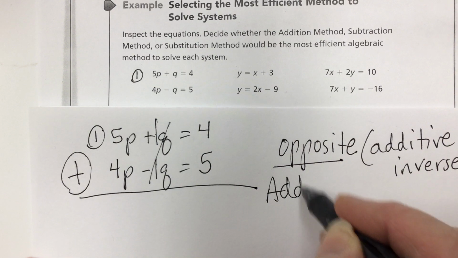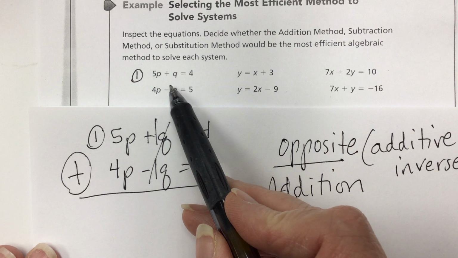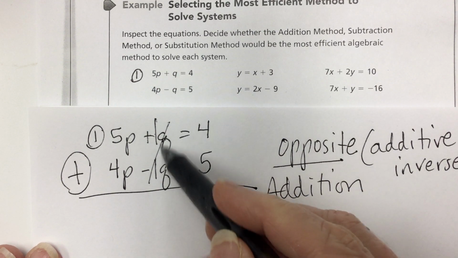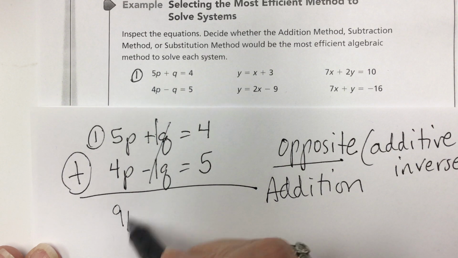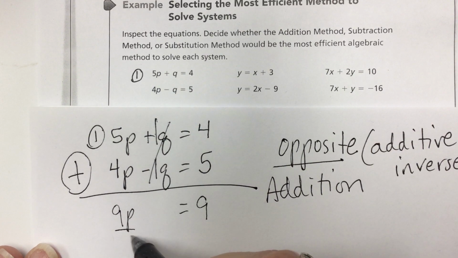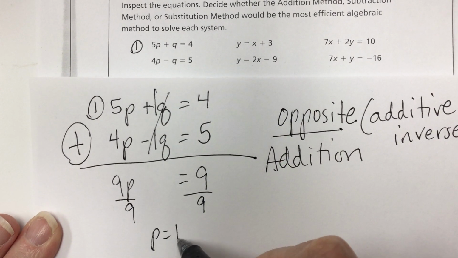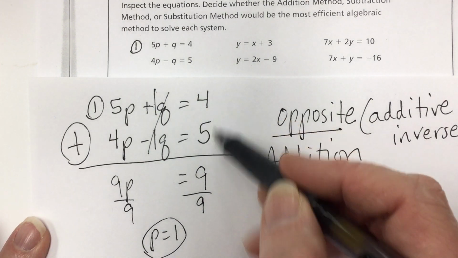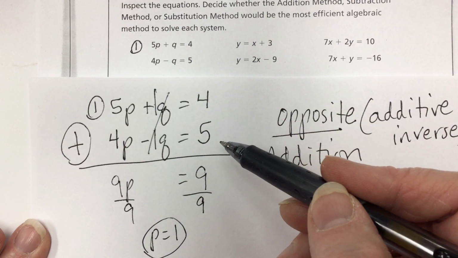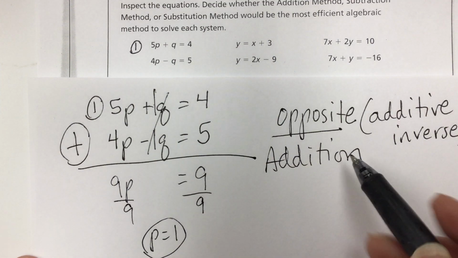The best method would be addition. So for number 1, your best method would be addition. Because if the variables cancel, the q's cancel, I would add here, I would get 9p equals 9. Dividing both sides by 9, I would get p equals 1. And then I would take the value of p, plug it back into either one of the original ones to find q. So the best method for number 1 is addition.